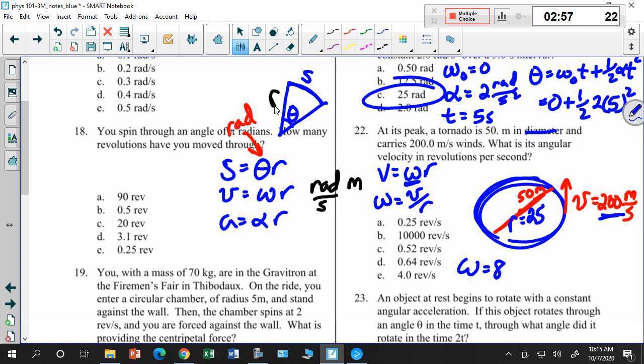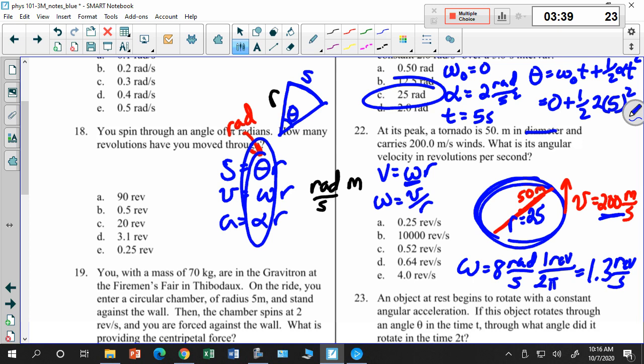So omega is equal to 200 divided by 25. That's equal to 8, but that's in radians per second. This is always going to be in radians per second. To convert that into revolutions, I say 1 revolution is equal to 2 pi radians. And so 8 divided by 2 pi, 4 divided by pi. Yeah, I get 1.3. Is that what y'all got? Yeah. So it should be 1.3. Choice N. Radians per second, that's revolutions per second. Yeah, it's 1.3.